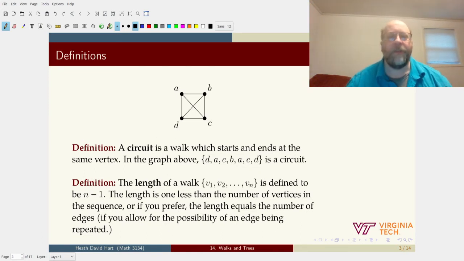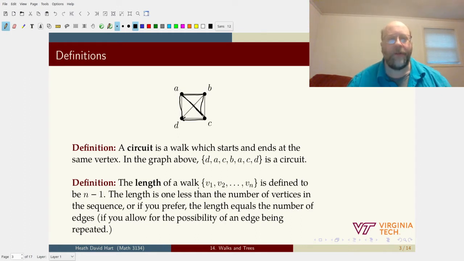A circuit is a walk that starts and ends at the same vertex. So this is a circuit: D to A, to C, to B, to A, back down to C, back over to D. Starts and ends at D. We wander around a little bit, and we hit a circuit, okay?